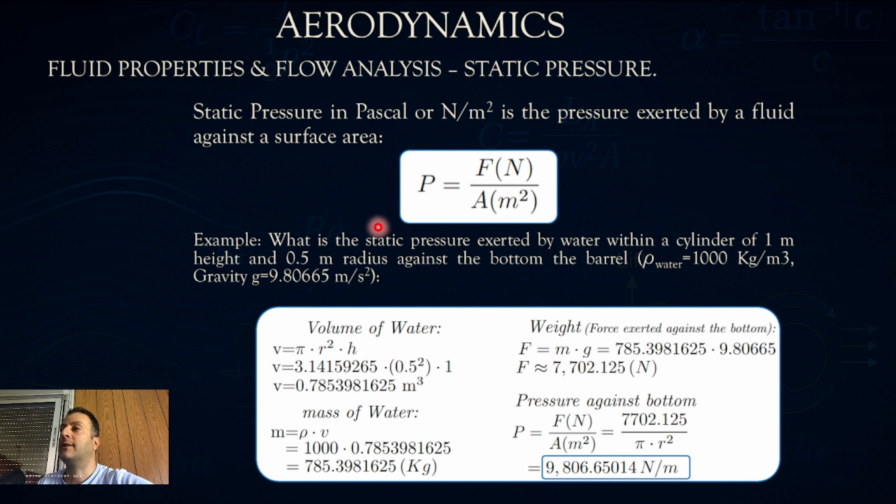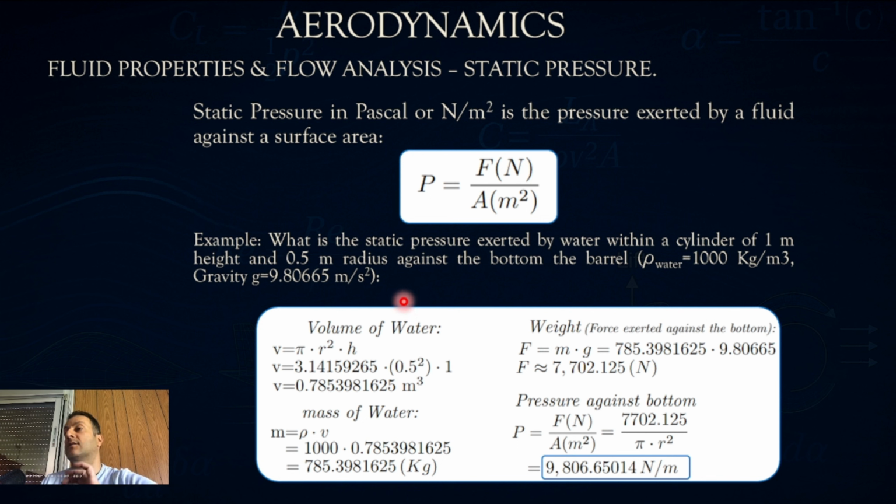As an example, what is the static pressure exerted by water within a cylinder of 1 meter height and 0.5 meter radius against the bottom of the barrel? Rho of the water density is 1000 kilogram per meter cube, and gravity g is 9.80665 meter per second square. Of course, you can pause the video and try to solve it yourself.